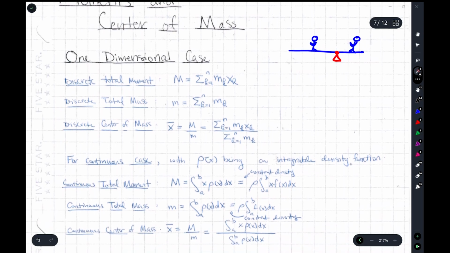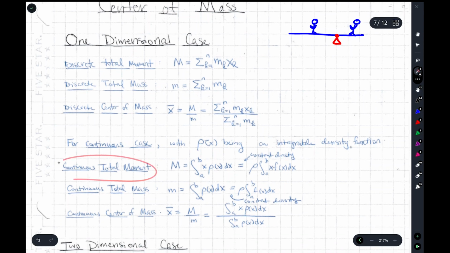Now, what if it's continuous? What if it's not about the people on the seesaw, but the seesaw itself? Maybe some parts of the seesaw are heavier than other parts, and so this rho, this linear density, varies with x. A part of it that's higher density will weigh more. So how do you work with that? Well, the total moment for a continuous case is the integral of x times rho of x dx. And you can see the similarities there.